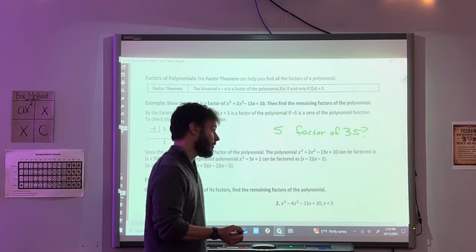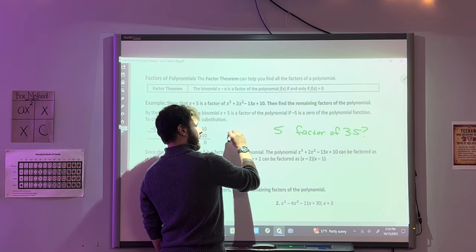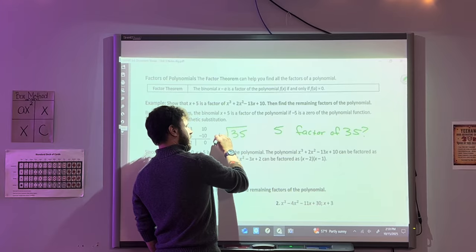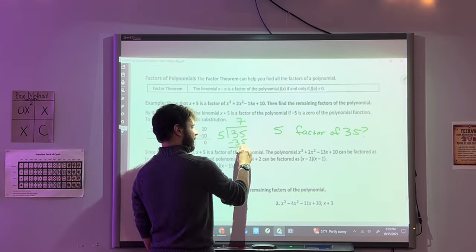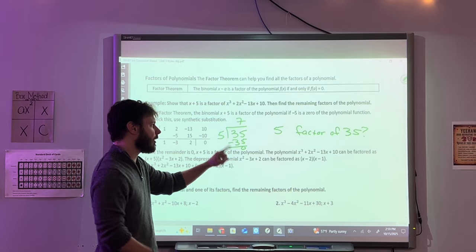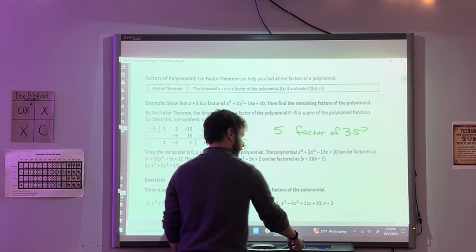Hopefully you know that it is. But if I was going to do this, it'd be like 35 on the inside, 5 on the outside. It would go 7. 7 times 5 is 35. I would subtract, and I have 0 left over. 5 is a factor of 35.